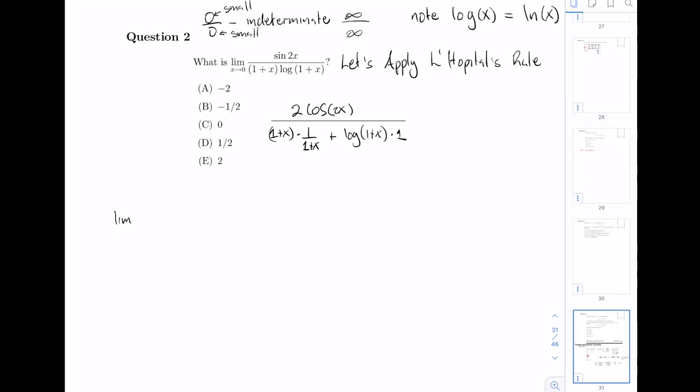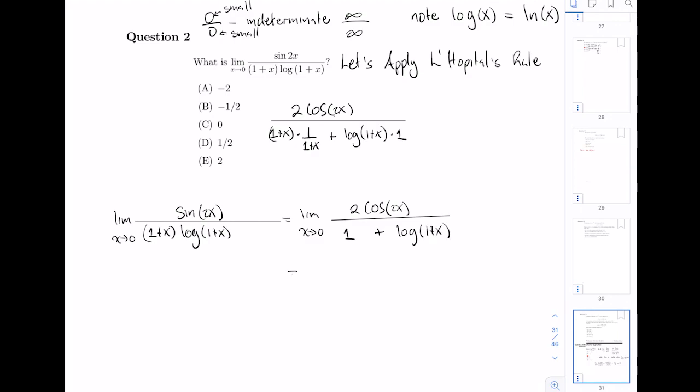So we can say that the limit as x approaches 0 of sine 2x over 1 plus x times the log of 1 plus x is the same as the limit as x approaches 0 of 2 times cosine of 2x over 1 plus log of 1 plus x. So here, since our function is now continuous, we can insert 0. So this becomes 2 times the cosine of 0 divided by 1 plus the log of 1, which is equal to 2.